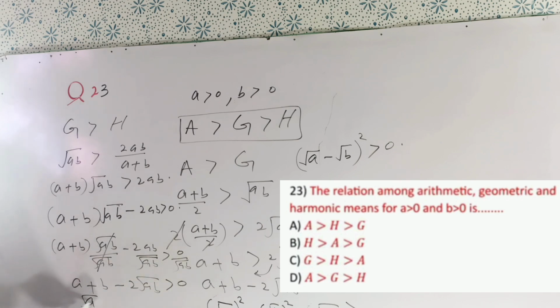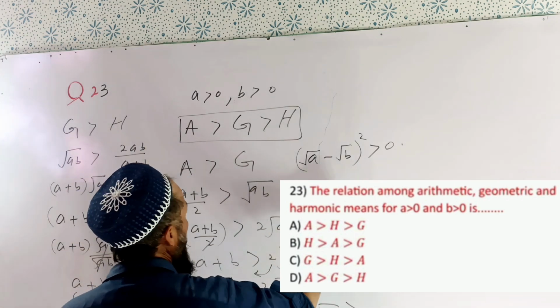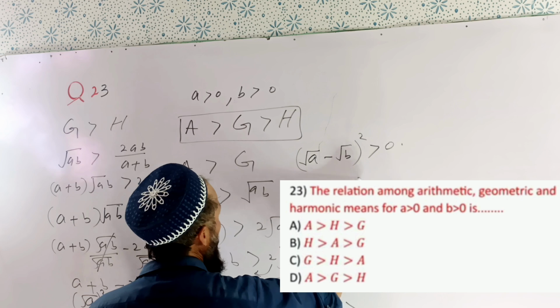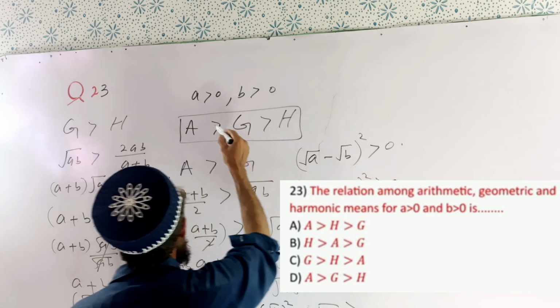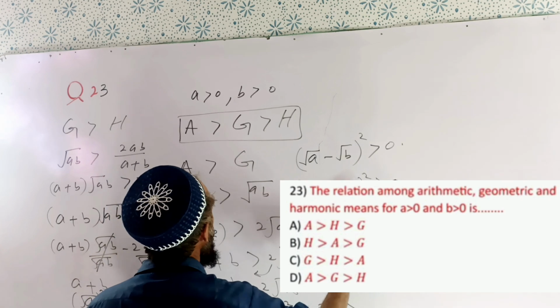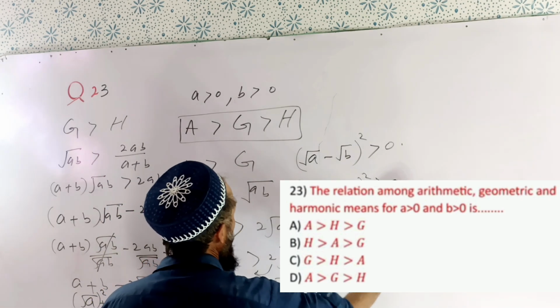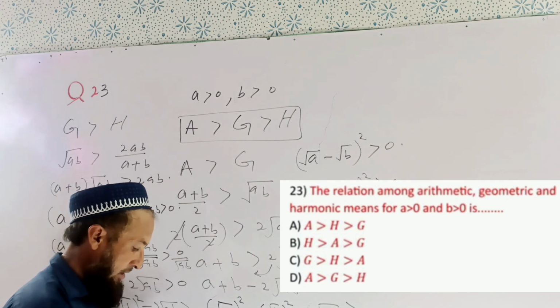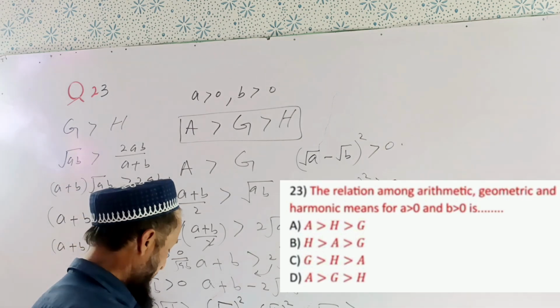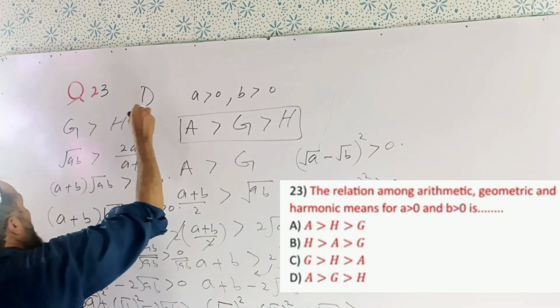We can also write this result as under root A squared plus under root B whole squared minus 2 under root AB greater than 0. So both results are the same: under root A minus under root B whole squared is greater than 0. So greater than 0 means that here A is greater than G is greater than H. So property here, option D is the correct option.